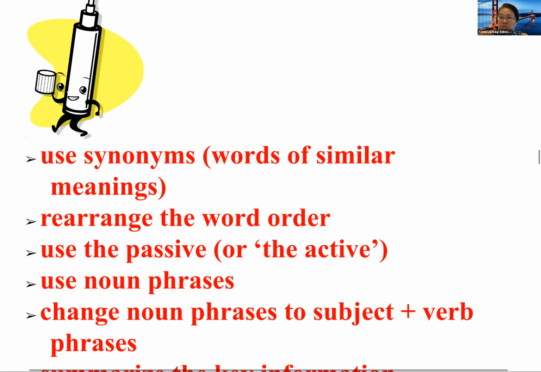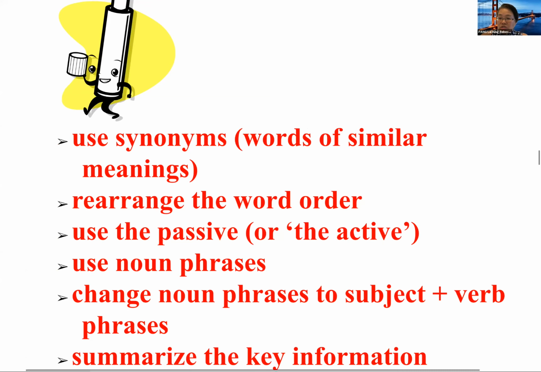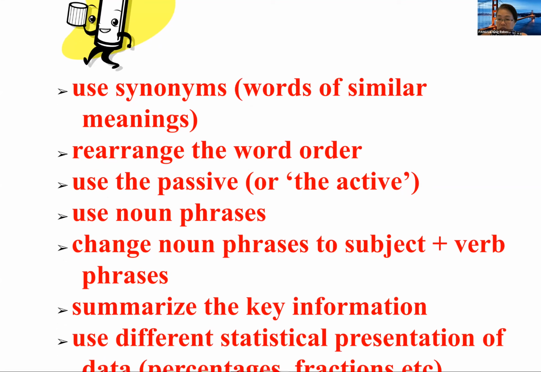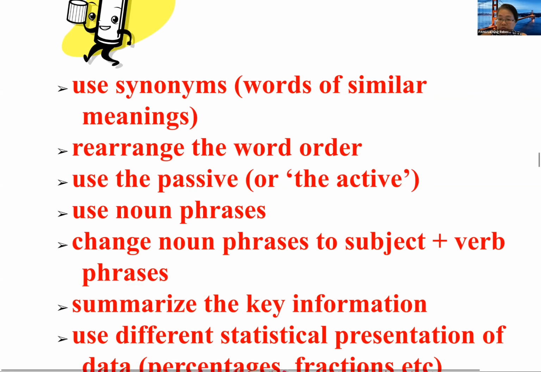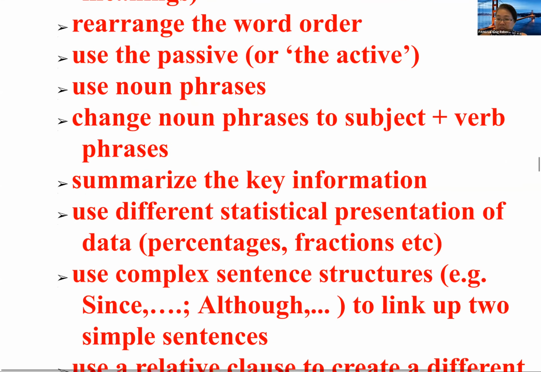Now to sum up, what are the skills you can use? Basically, you can use synonyms, words of similar meanings. Rearrange the word order. If you have a list of items A, B, C, then you can change it to B, C, A or C, B, A. Use the passive or the active, vice versa. Use noun phrases, the use of something, and change from noun phrases to subject plus verb phrases. Summarize the key information and use different statistical representation of data.